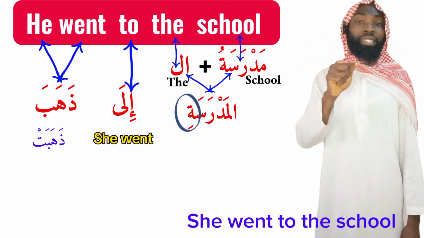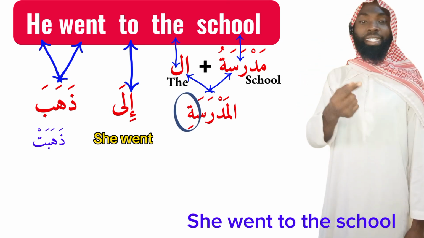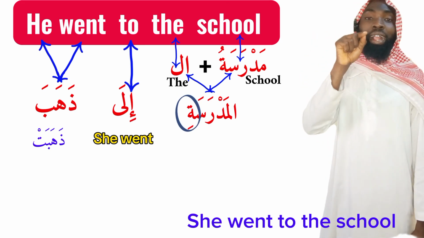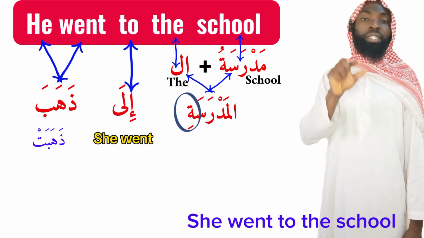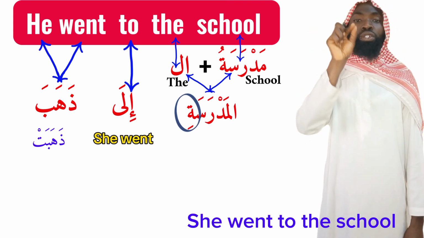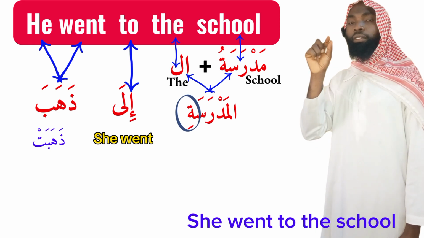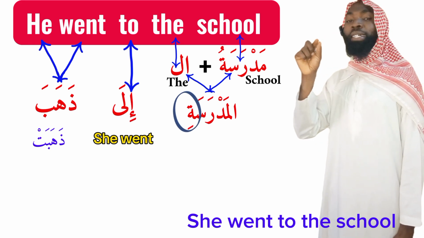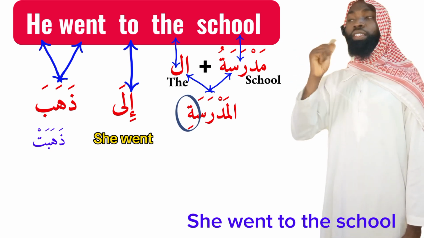MashaAllah. The same way you can say akalat, she ate. Akala, he ate. Akalat, she ate. The only difference is for you to add the ta'utanis to the feminine verb. So you say dhahabat ila al-madrasati, she went to the school.